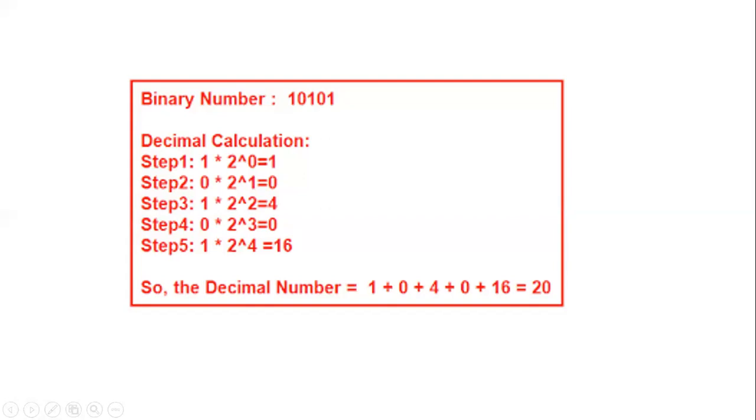So let's say my number is 17. If my number is 17, how will I make it binary?